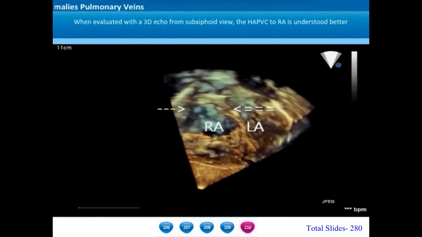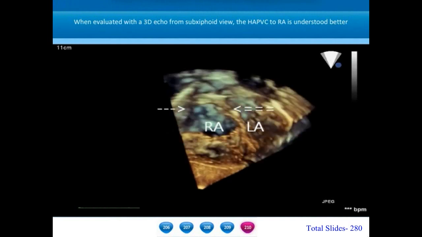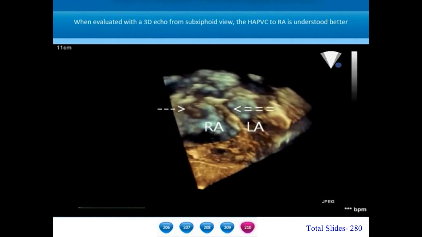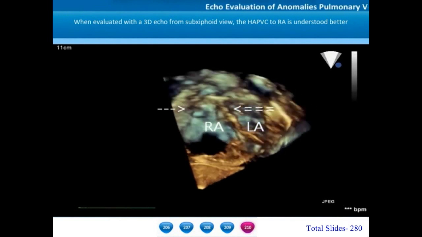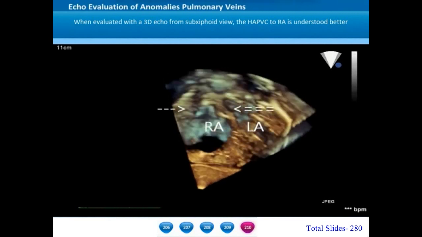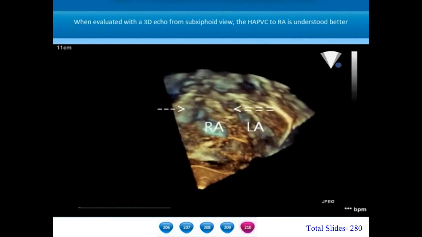On a three-dimensional echocardiogram, we can appreciate the atrial septum very well. The right atrium and the left atrium are seen on either side of the atrial septum. We can see the superior vena cava entering into the right atrium superiorly, and on the posterior wall of the right atrium, the right pulmonary veins are seen entering. The double arrows show the minimal malalignment of the atrial septum towards the left side.